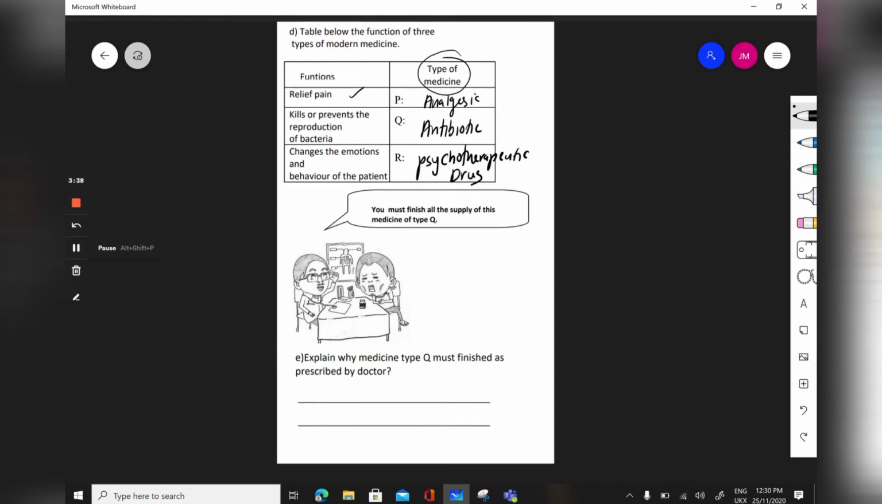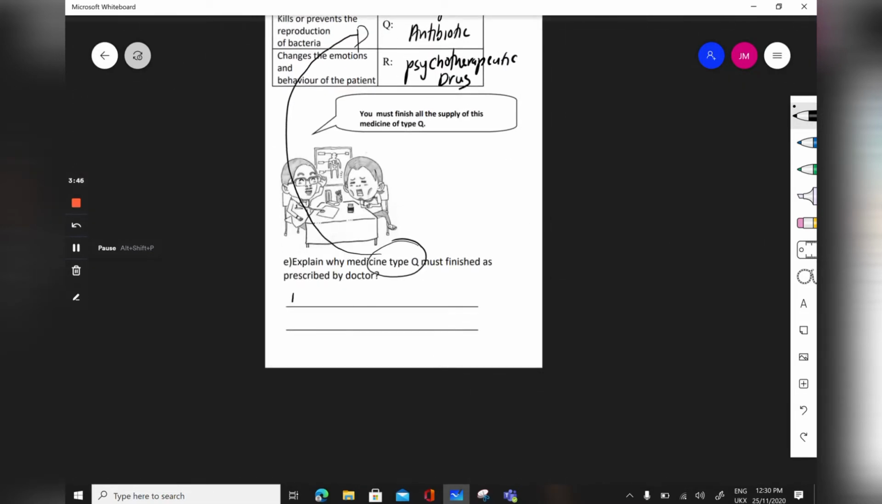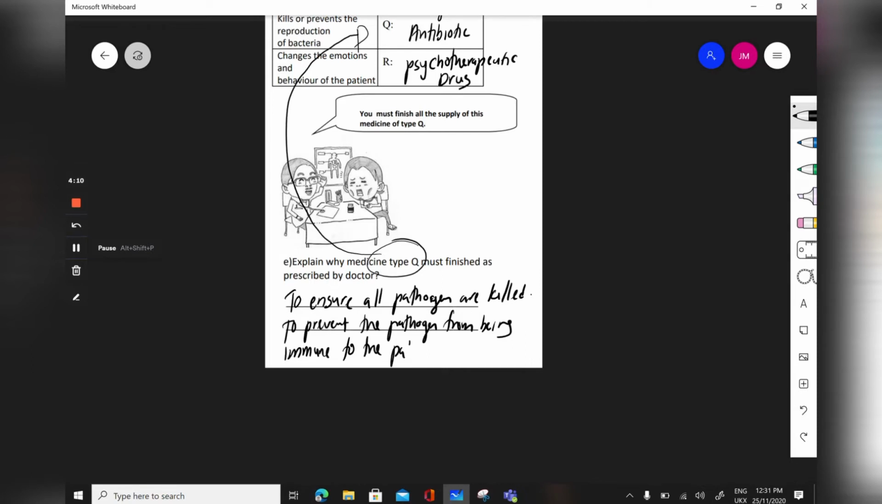And look at question number E. Explain why medicine type Q, which will be antibiotic, must be finished as prescribed by the doctor. So the answer: to ensure all pathogens are killed, and next point, to prevent the pathogens from becoming immune to the particular diseases.